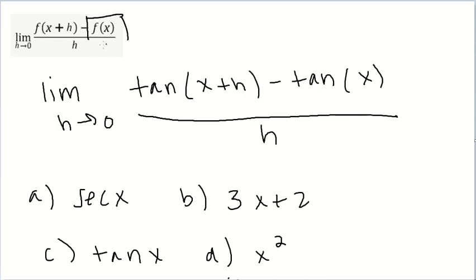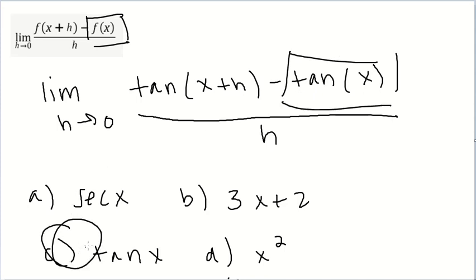f of x is what we're looking for, right? f of x means this is the function that we're dealing with. And so if you just look for whatever comes after the minus in this formula, that should be the function you're taking the derivative of. So the answer to this would be C.